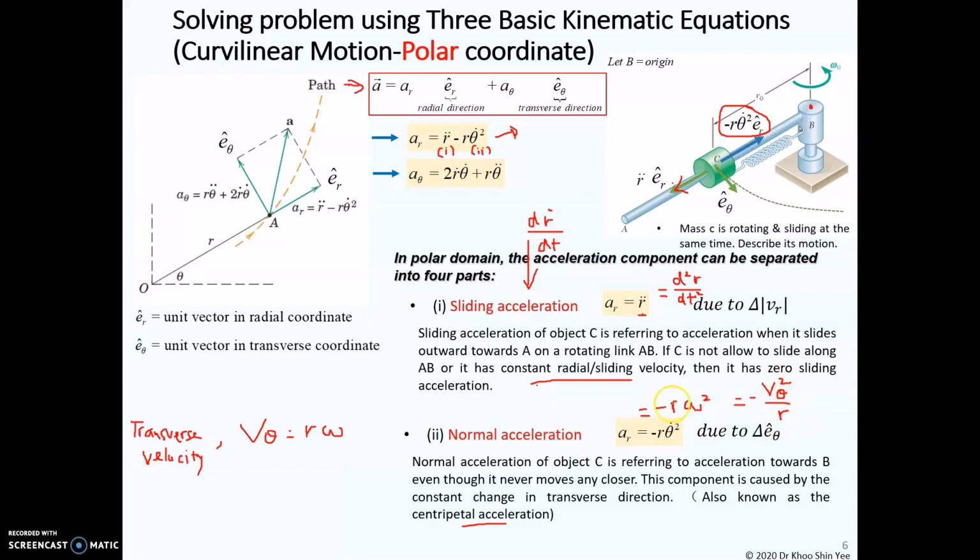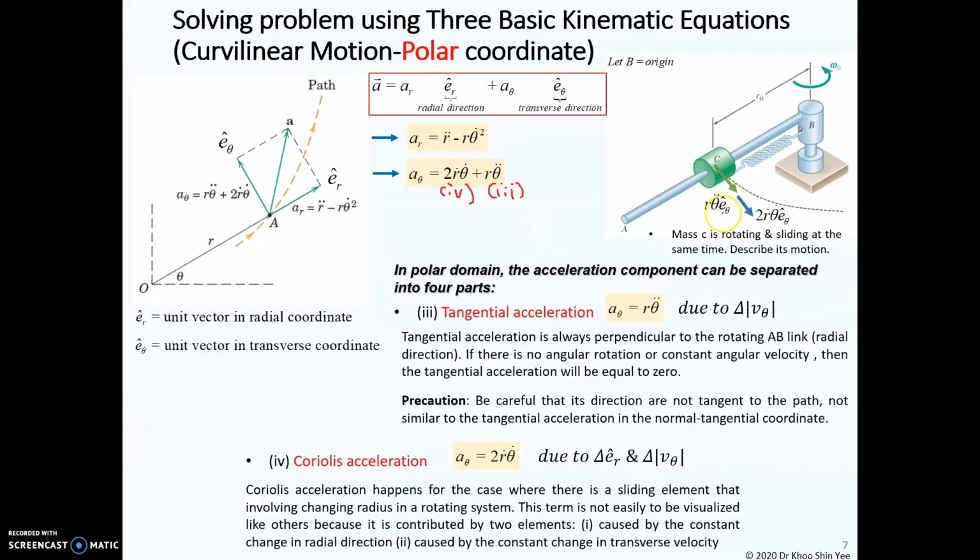When you substitute the transverse velocity inside this formula, you obtain negative R squared omega squared divided by R. The R here can be cancelled, then you obtain negative R omega squared. With that, we prove that this term is equal to this. So these are the two accelerations in the radial direction. You must know the normal acceleration always acts toward the center, and the sliding acceleration here always acts outward from the center.